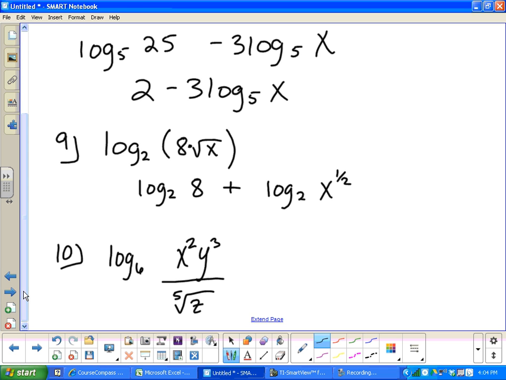Okay, now there again, I'll use my power property, and so I'll bring the 1/2 out to expand it. And now notice that the first one I've got here, log base 2 of 8, can be evaluated, because 2 to the 3rd power is 8. So that would just be 3.